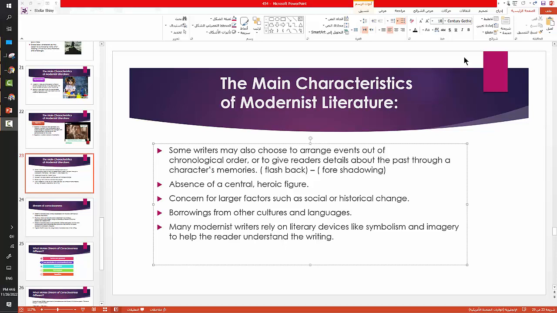So literature is a mirror of society. Borrowings from other cultures and languages. Many modernist writers rely on literary devices like symbolism and imagery to help the reader understand the writing.